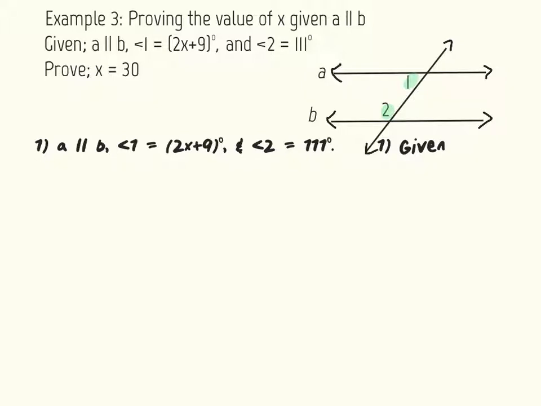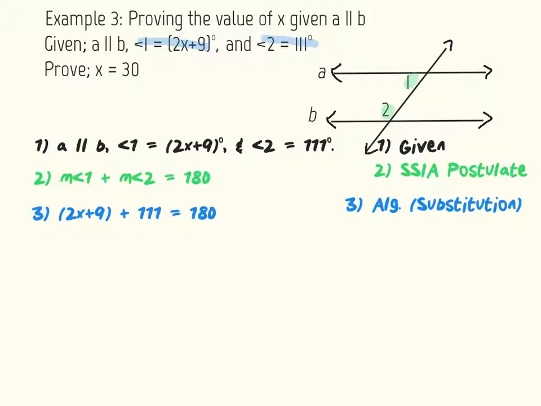So I know, based on that postulate, that I can add those two angles together to get 180 degrees because they are supplementary. So that's my next step. So we have the measure of angle 1 plus the measure of angle 2 equals 180 by the same side interior angle postulate. Now the next step, since I have measure of angle 1 and measure of angle 2, I can put in what I know about those two angle measures. And what I know is that angle 1 equals 2x plus 9 and angle 2 equals 111. So that's what I'm going to do. So 2x plus 9 plus 111 equals 180, and that's by algebra substitution.